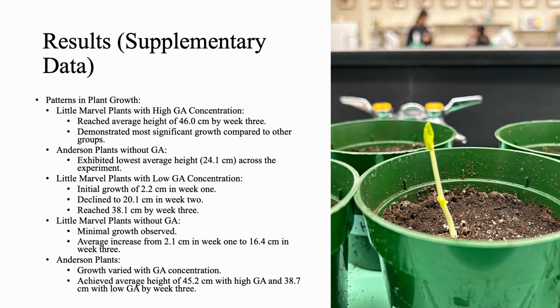cm. Little marvel plants treated with low gibberellic acid concentrations showed an initial growth of 2.2 cm in week 1, which rose to 20.1 cm in week 2, and it just reached 38.1 cm by week 3. While in the absence of gibberellic acid, little marvel plants displayed minimal growth, with an average increase from 2.1 cm in week 1 to just 16.4 cm in week 3. The Anderson group's growth varied with gibberellic acid concentrations, achieving an average height of 45.2 cm with high gibberellic acid and 38.7 cm with low gibberellic acid by week 3.